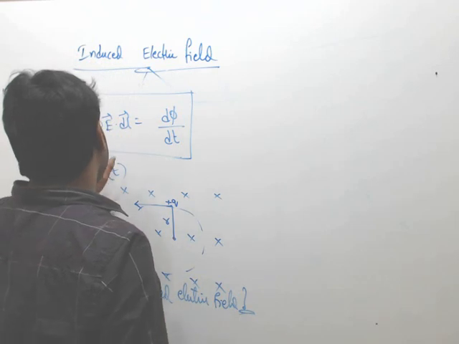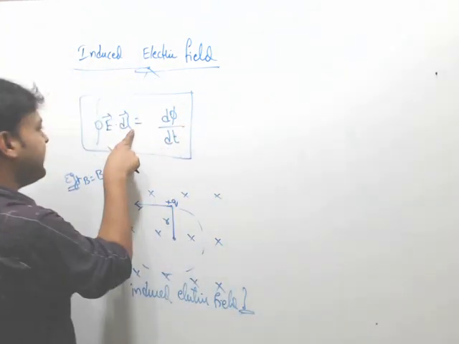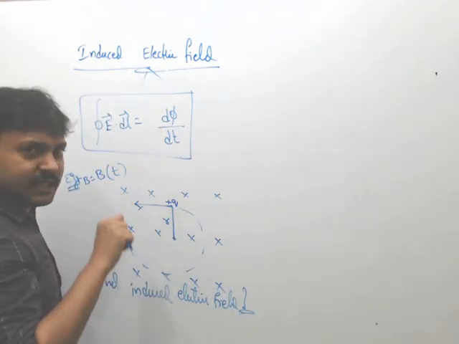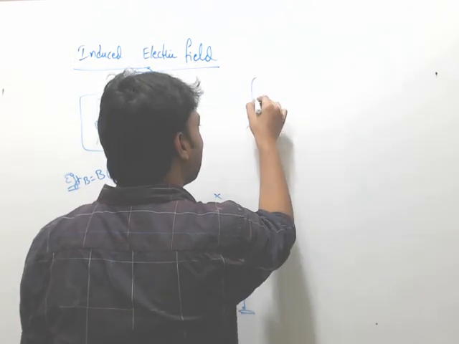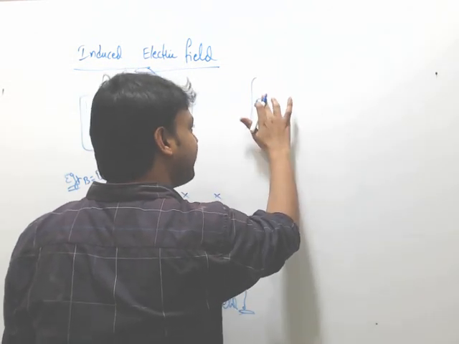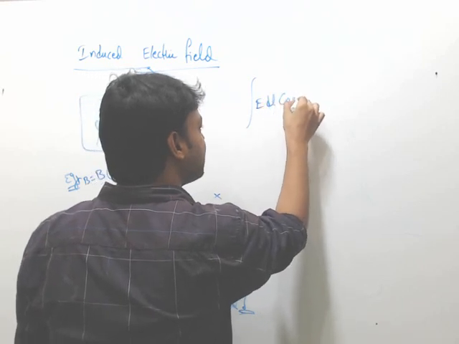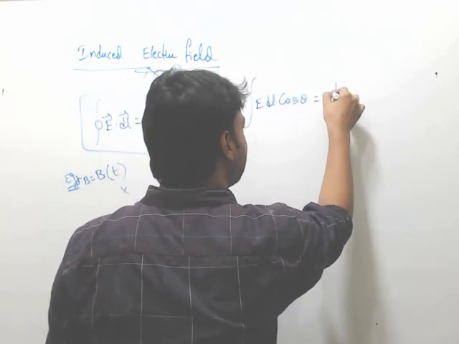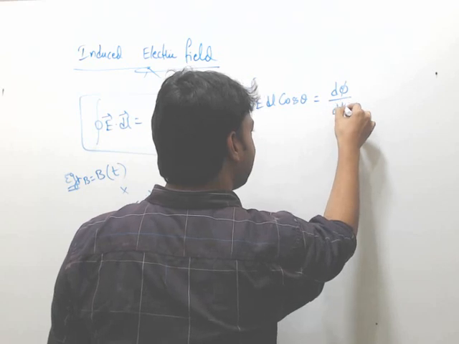Now what can I write? Line integral of E bar dot dl bar. Dot dl bar in the sense cos theta. So integral E bar dl cos theta, can I write? E dl cos theta, which is equal to d phi by dt.